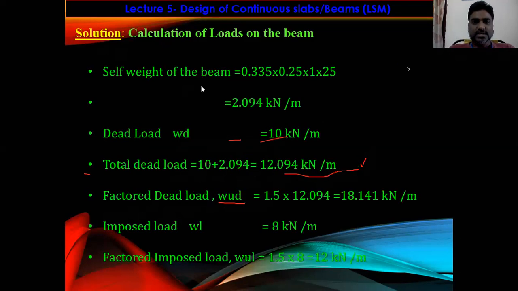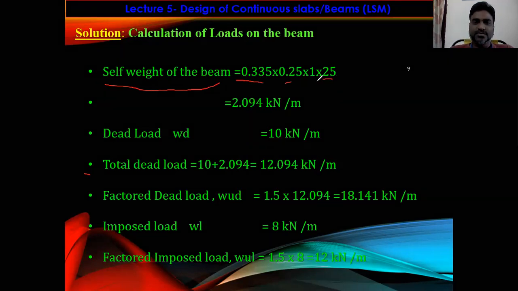So next is calculation of loads. Here, the self weight of the beam is overall depth into width into 25, the unit weight of RCC, per meter length. So that will come as 2.094 kilonewton per meter. Dead load WUD is equal to 10 kilonewton per meter, and total dead load is 10 plus 2.094, 12.094 kilonewton per meter. Right.